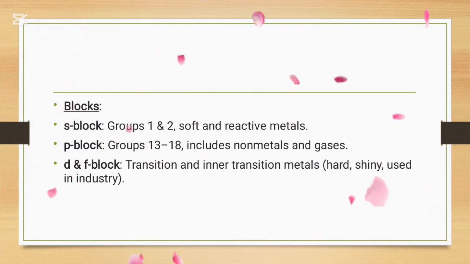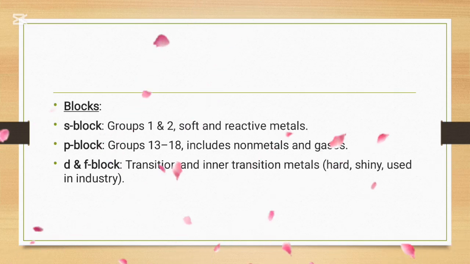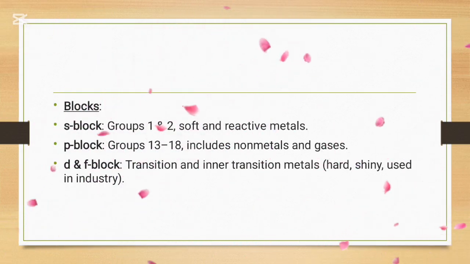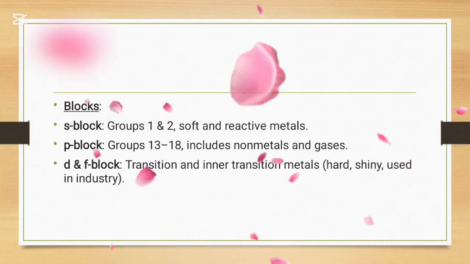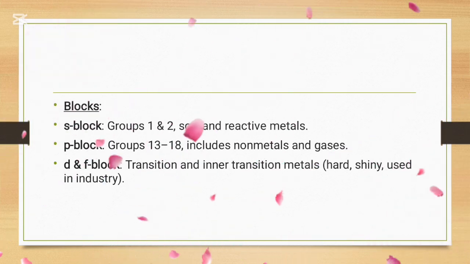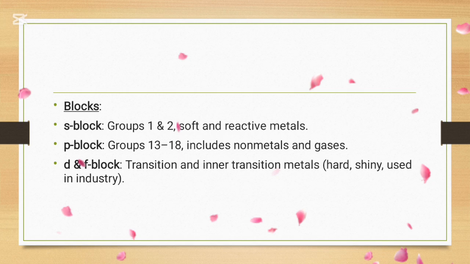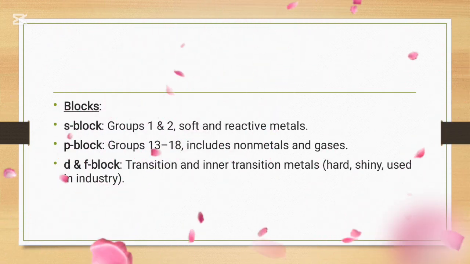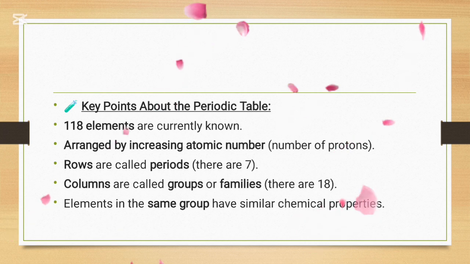Blocks. S block, group 1 and group 2 elements which are soft and reactive metals. P block, group number 13 to 18 includes the non-metals and gases. D and F block, transition and inner transition metals which are hard, shiny, and used in industries.